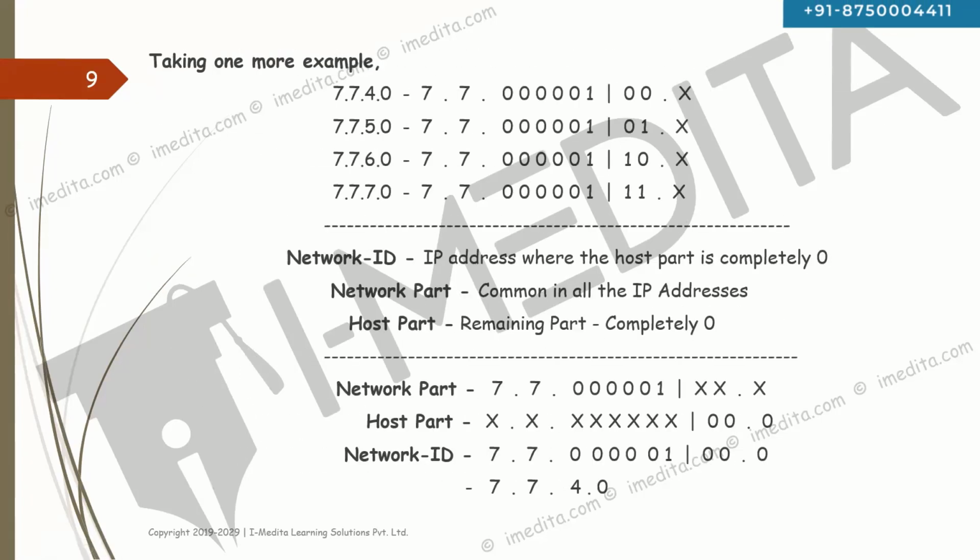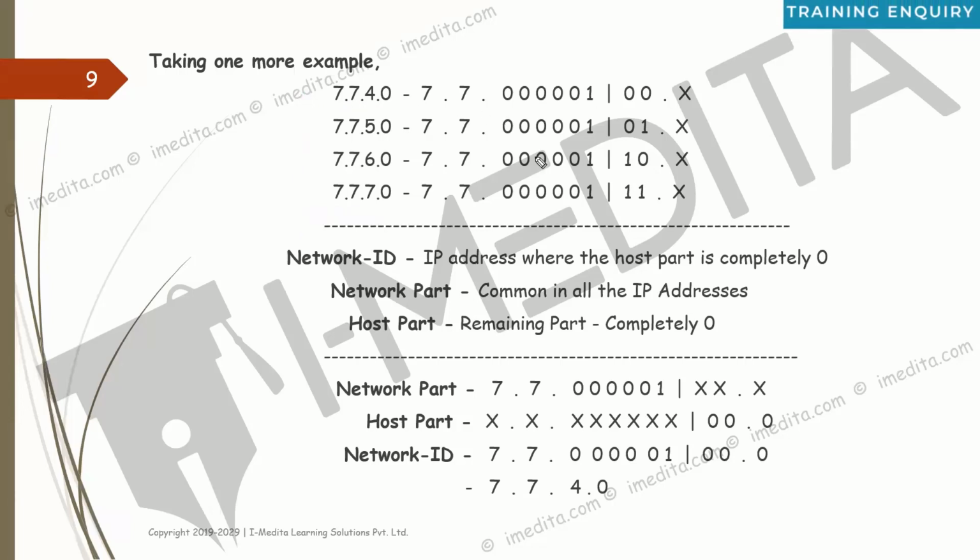Again, let's say another example. Let's say we want to filter these 4 prefixes this time: 7.7.4, 5, 6, 7. We want to filter only these 4 prefixes. So I'm going to write down these 4 prefixes in binary.